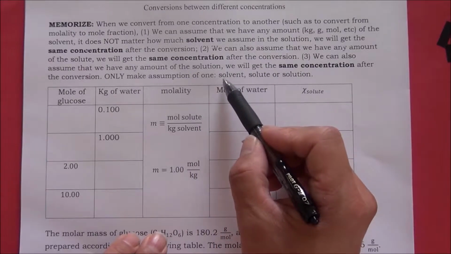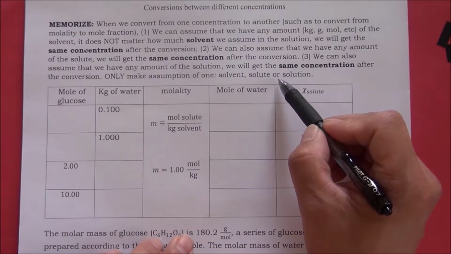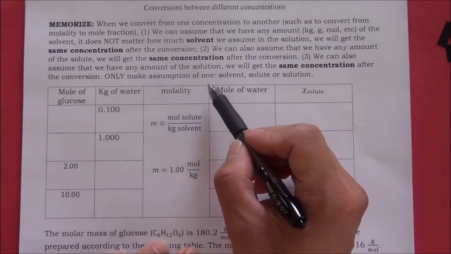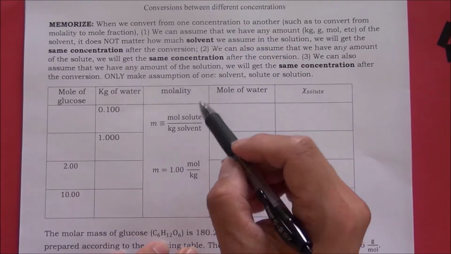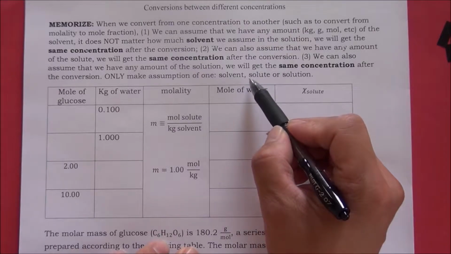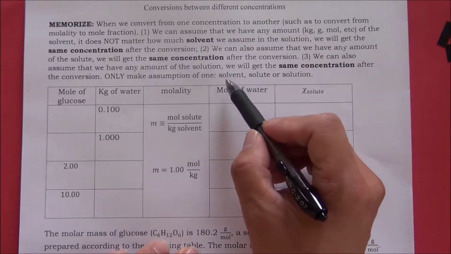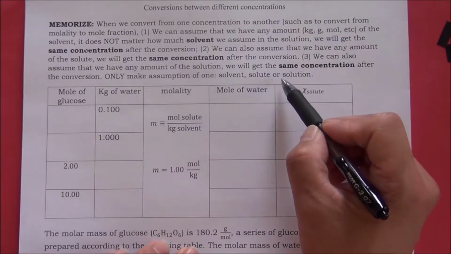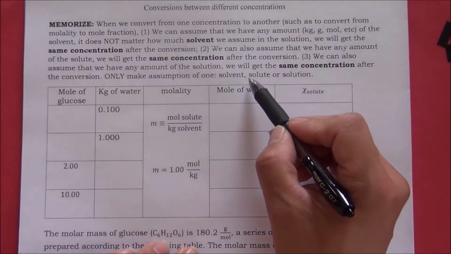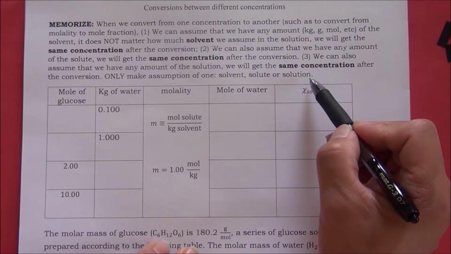We can assume any amount of the solvent. We can also assume any amount of the solute. We can make assumptions of any amount of the solution. But I will not make assumption of more than 1. For example, I will not make assumption of any amount of solvent and any amount of solute at the same time. I will not make assumption of any amount of solvent and any amount of solution at the same time. Similarly, if you make assumption of any amount of solute and any amount of solution at the same time, it will be a bad idea.